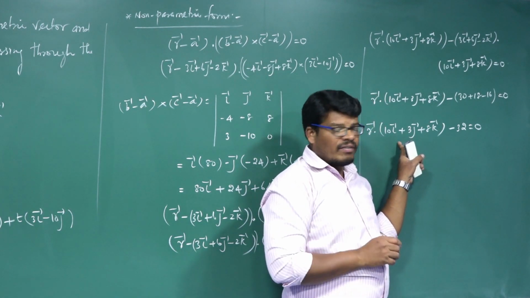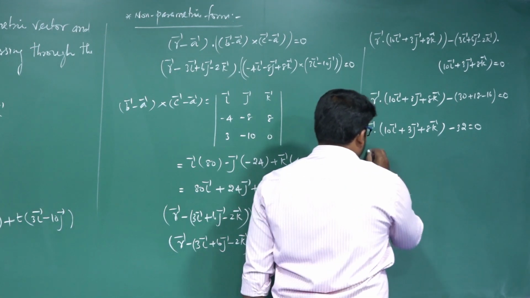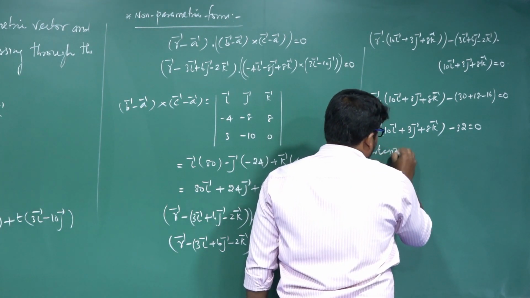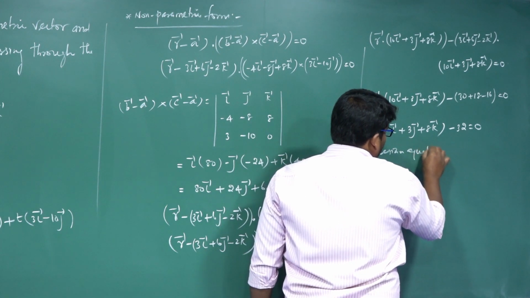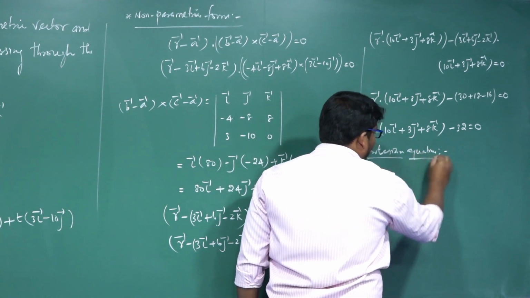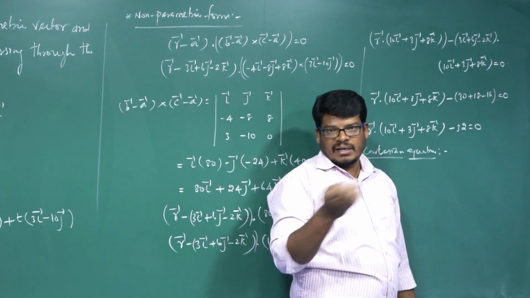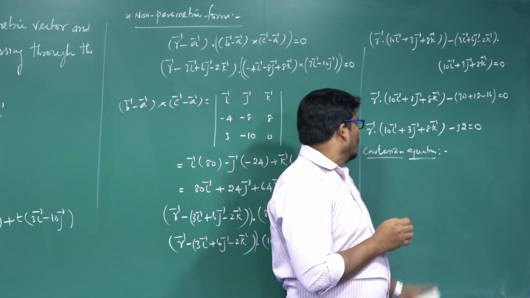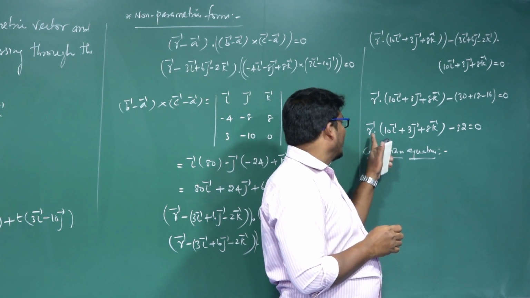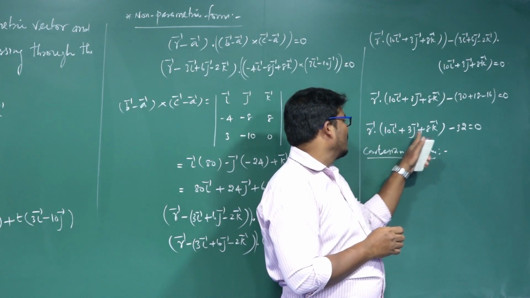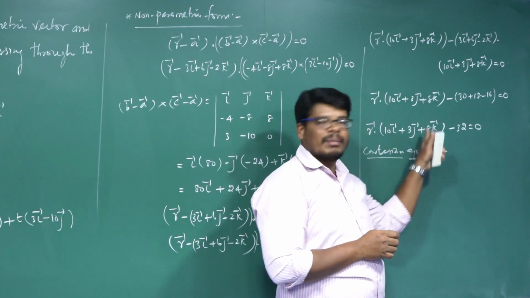Next, to find the Cartesian form. The Cartesian form of the equation in x, y, z is the Cartesian equation of the plane. Given r vector dot 10i plus 3j plus 8k minus 32 equal to 0 is the non-parametric form of the vector equation.